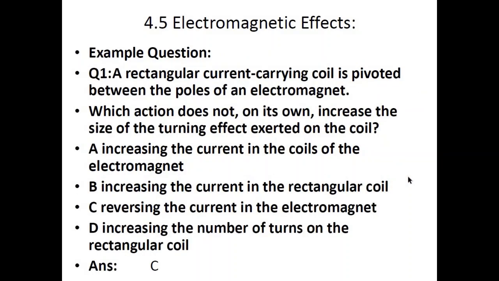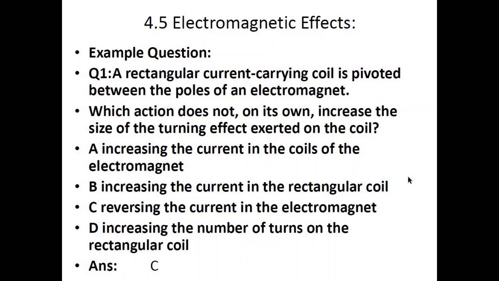Example question: a rectangular current carrying coil is pivoted between the poles of an electromagnet. Which action does not increase the size of the turning effect exerted on the coil? Increasing the current in the coil? No. Increasing the current in the rectangular coil? Obviously not.